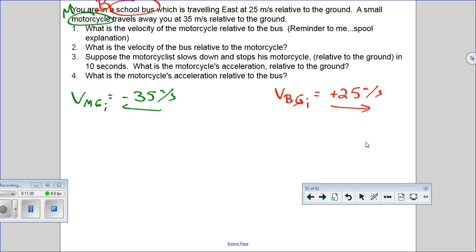Question number 1 says, what's the velocity of the motorcycle relative to the bus? Everybody good with what's up here so far? Everybody got their notes corrected after I flip-flopped everything? The question wants to know, what is the velocity of the motorcycle relative to the bus initially? Based on what I just taught you, the velocity of the motorcycle relative to the bus initially ought to equal the velocity of the motorcycle relative to the ground initially plus what?